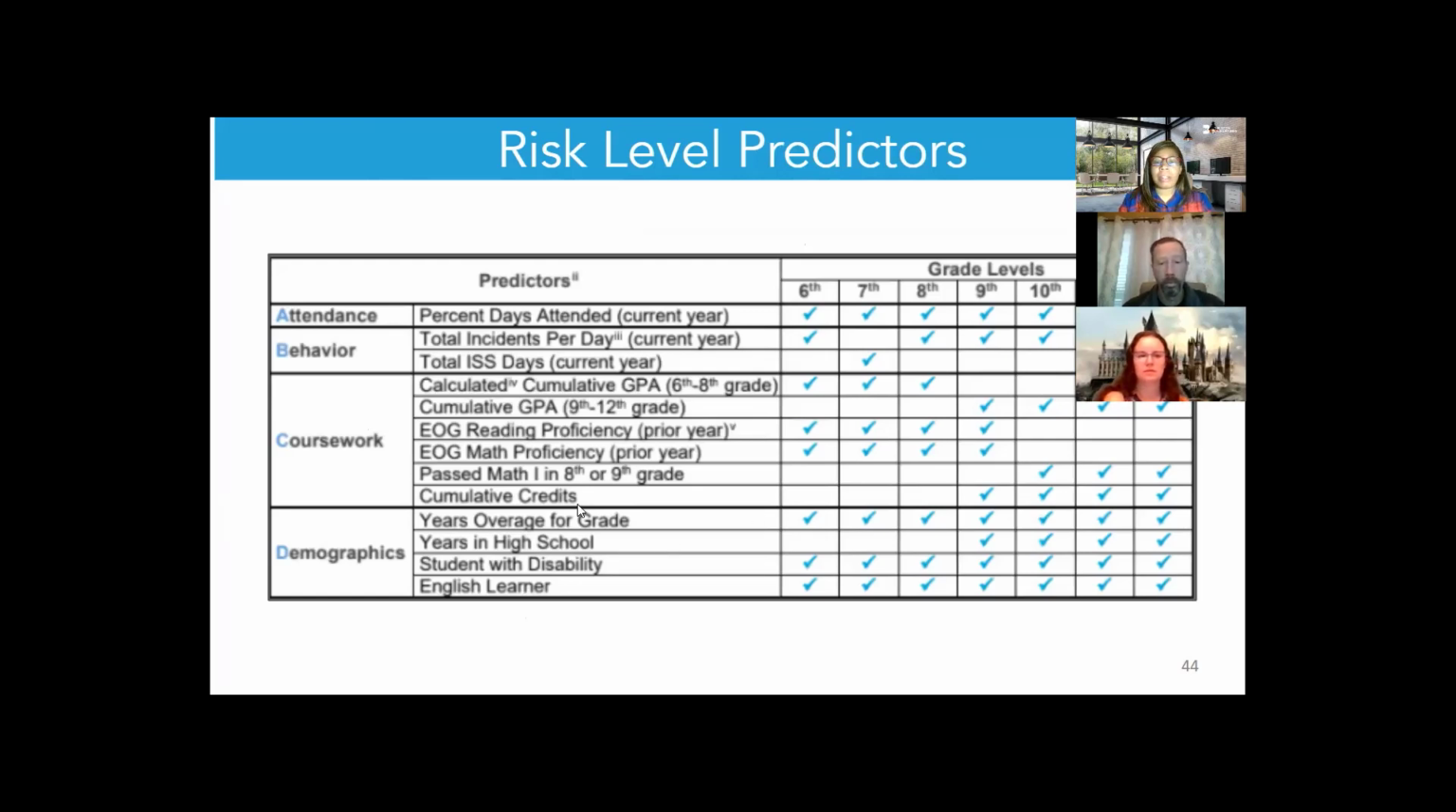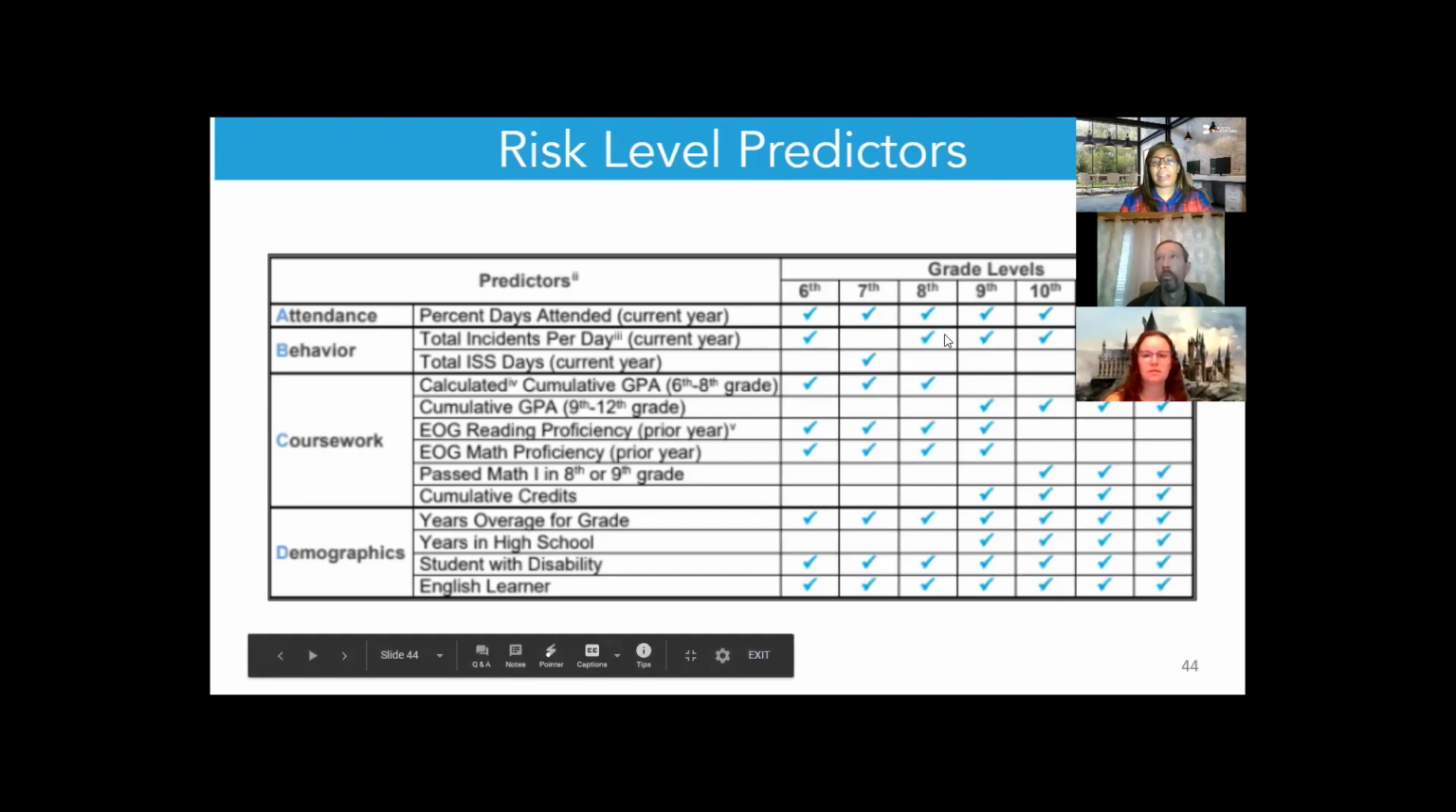But there are some other things, like credits are added in when we get to 9th grade. GPA is added in when we get to 9th grade. Calculated cumulative GPA for 6th through 8th grade. So those things are different for each grade level. You want to come here, and you also have a guide in your digital folder to say, as an 8th grade teacher, which flags apply to my students, and how many of my students are sitting in the very high risk category.